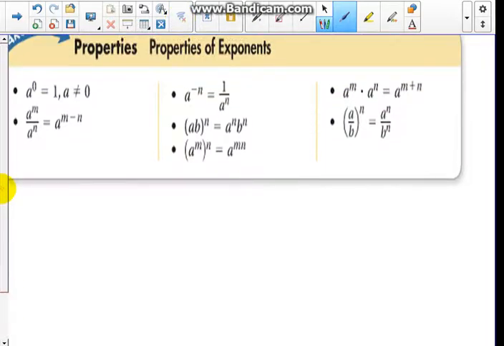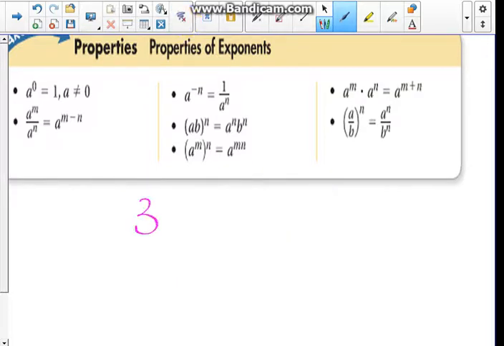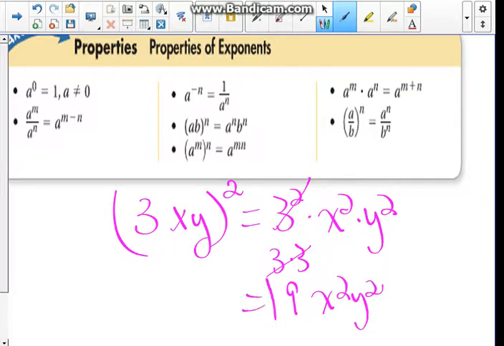The next thing I want to cover is when I have xy to the 6th power. That's the same as saying x to the 6th times y to the 6th. So you can split them up. Or let's say, what if I had 3xy squared? That's like saying 3 squared times x squared times y squared. And 3 squared is 3 times 3, which is 9. So we have 9x squared y squared. And that's our answer.